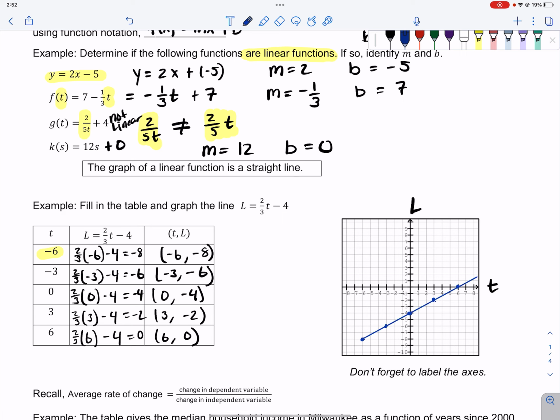And now we can connect all of these points together, and you should see that they are starting to look like a straight line. And that's what it should be because our function is linear. Whenever we graph a linear function, it's always a straight line.